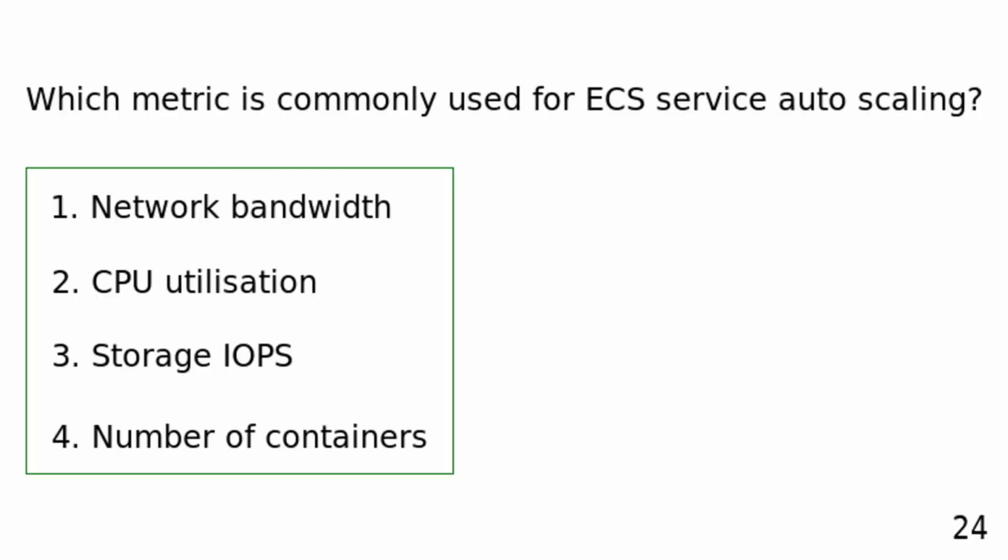Which metric is commonly used for ECS service auto-scaling? Network bandwidth. CPU utilization. Storage IOPS. Number of containers.